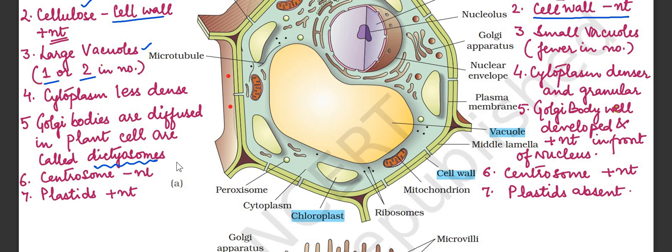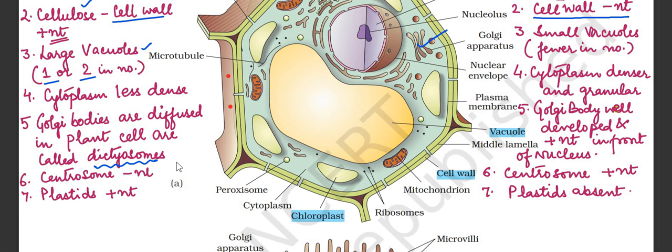Coming on to animal cell, Golgi body is well developed and present in front of nucleus. These are not diffused. Two or three tubules can be diffused to form the trans and cis phase, but not most of the time. When you are observing it under microscope, you can see a well developed Golgi complex and that is mostly present in front of the nucleus. Okay, here you can see the Golgi apparatus or Golgi complex.